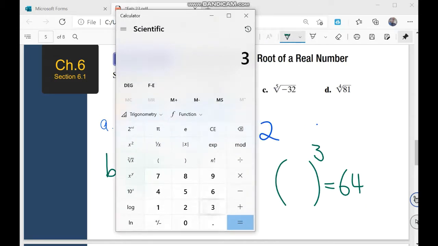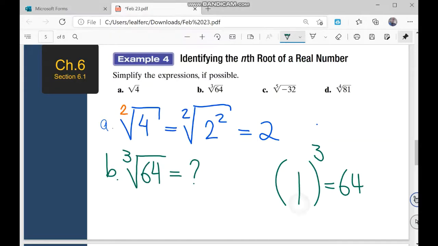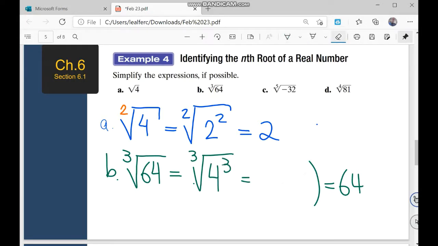We can try 3, maybe 3? I'm not sure, but let's try 3. No, 3 cubed is 27, not 64. Maybe 4. Let's try 4. 4 to the exponent 3 equals, yes, 64. 4 is a good number. Four cubed, and that means the answer is equal to 4. Right?